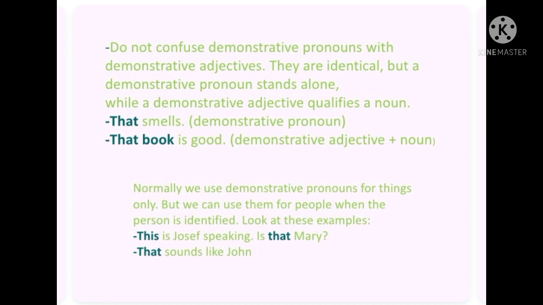Normally, we use demonstrative pronouns for things only, but we can use them for people when the person is identified. Look at this example. This is Joseph speaking. Is that Mary? That sounds like John.